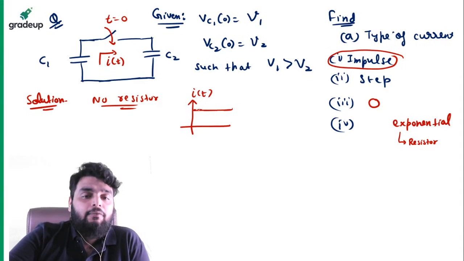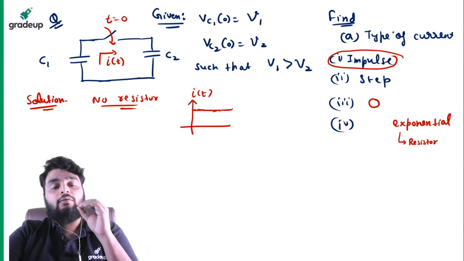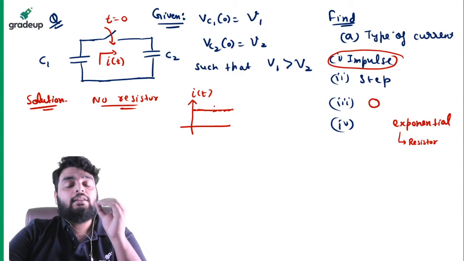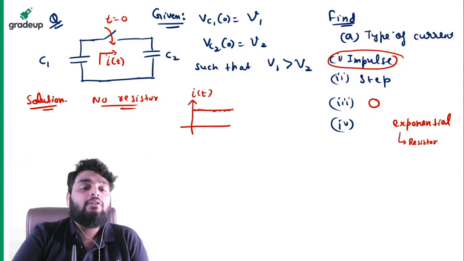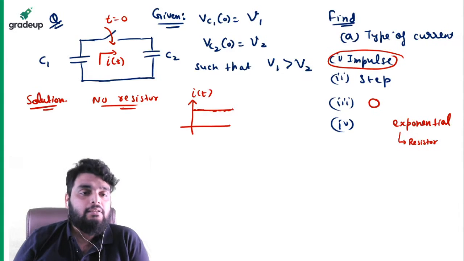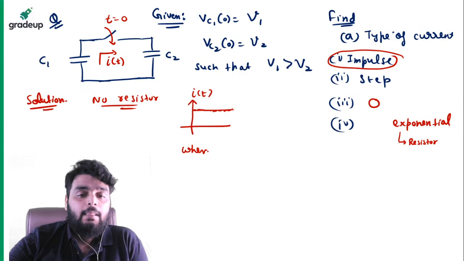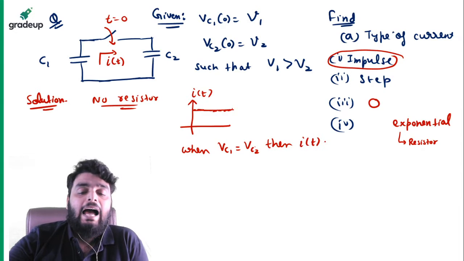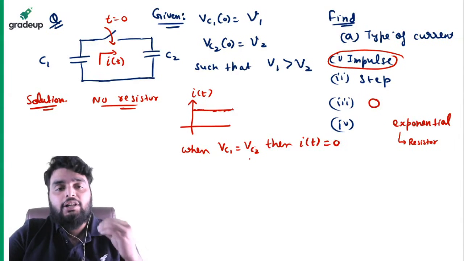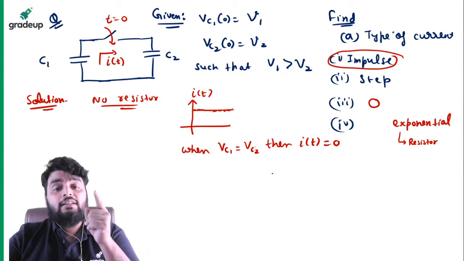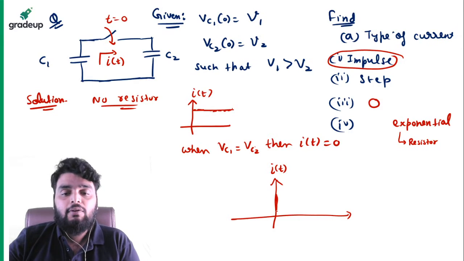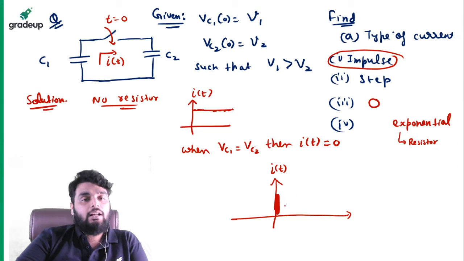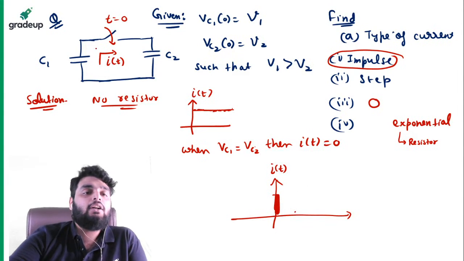Now, a step function means that current will flow always. But as soon as the voltage across C1 and C2 becomes equal, the potential difference will be zero, and there will be no flow of current after that. When capacitor voltage 1 becomes equal to capacitor voltage 2, the current will be zero. And how much time will it take to make the voltages equal? Instantaneously, because there is no resistor there. So the current which will flow is the impulse current, like this. After that, there is no flow of current because the voltages become equal.